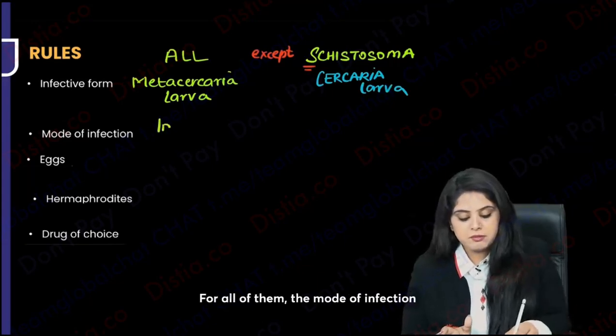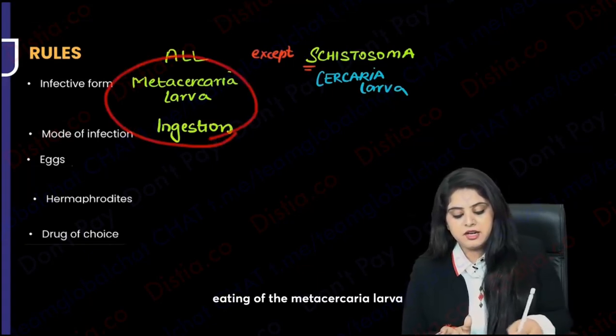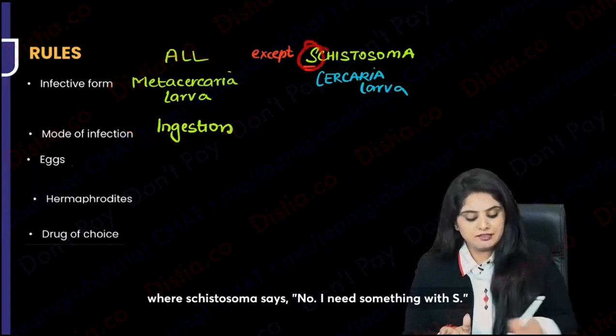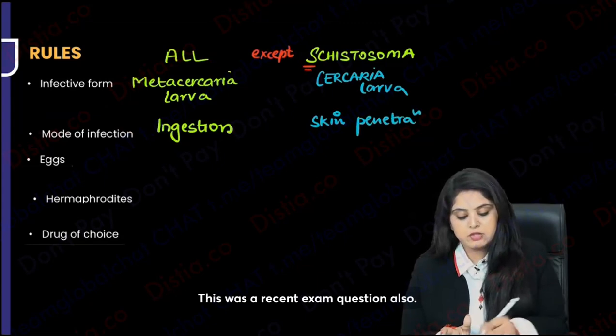Point number one, done. Second, the mode of infection. For all of them, the mode of infection will be eating the metacercaria larva, whereas Schistosoma says, no, I need something with S. So for Schistosoma, it's going to be skin penetration. This was a recent exam question also.